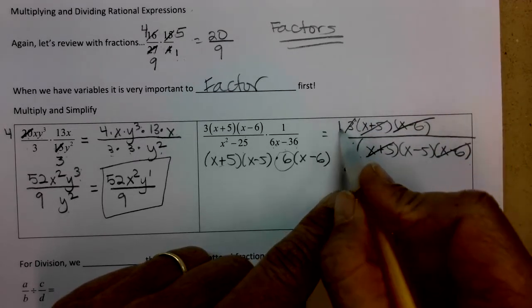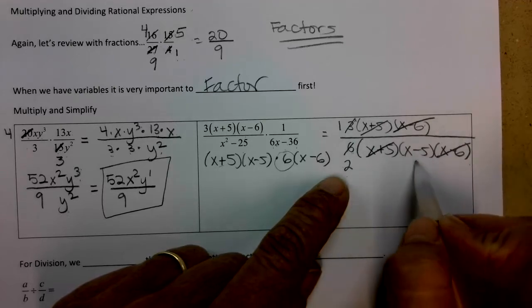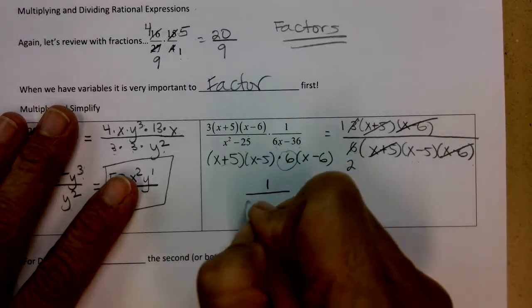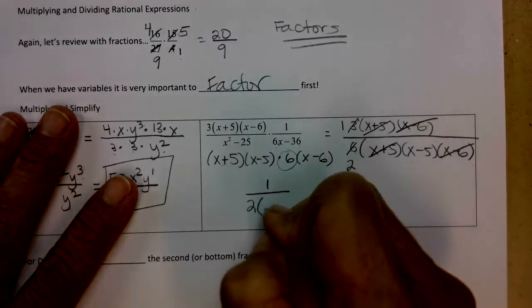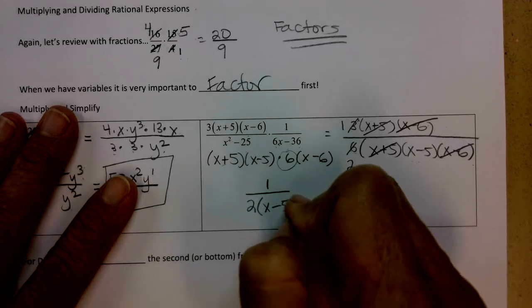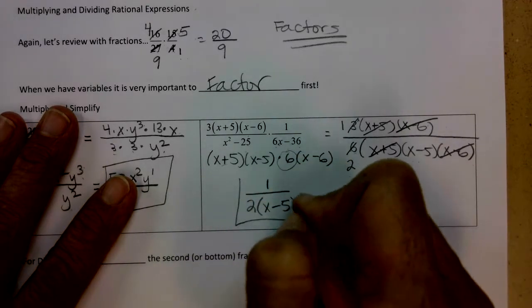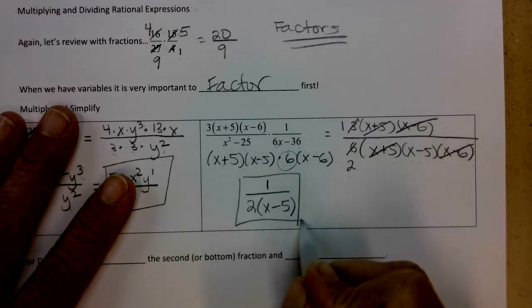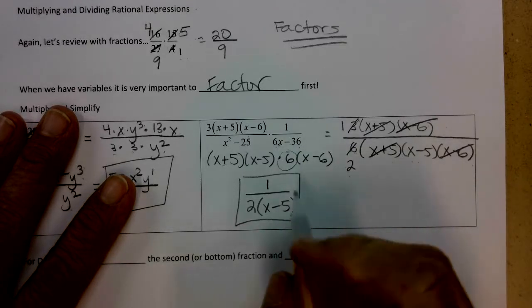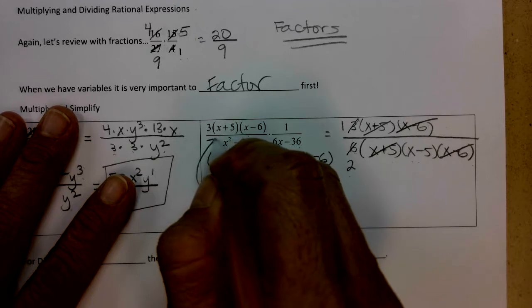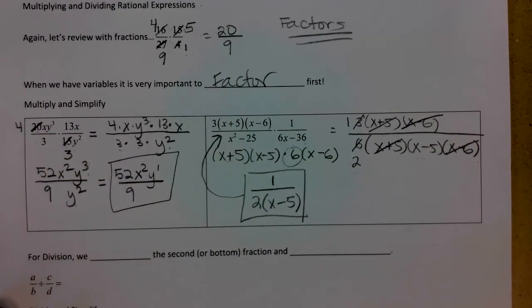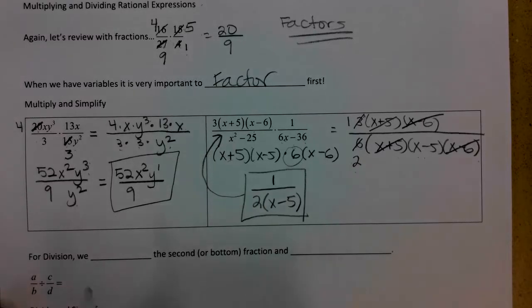I have a 1 on the top left. I have a 2, and I have an x minus 5 for the bottom. So I'm going to get 1 over 2 times x minus 5. This expression here, 1 over 2 times x minus 5, is what we get when we multiply and simplify where we started.